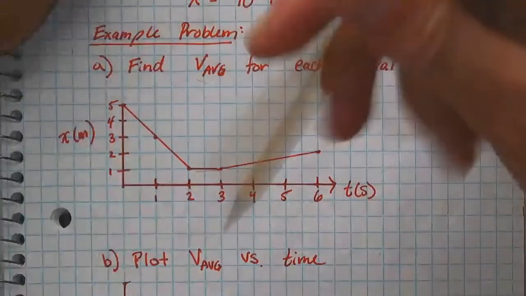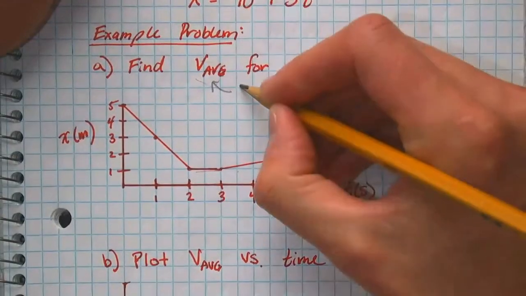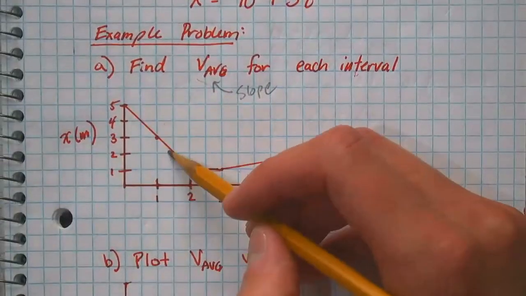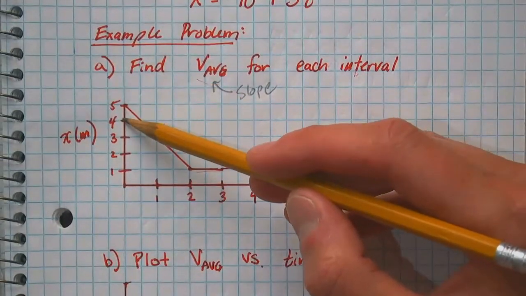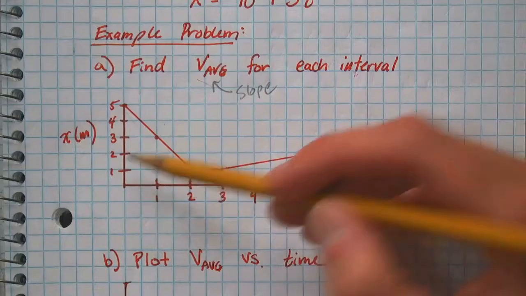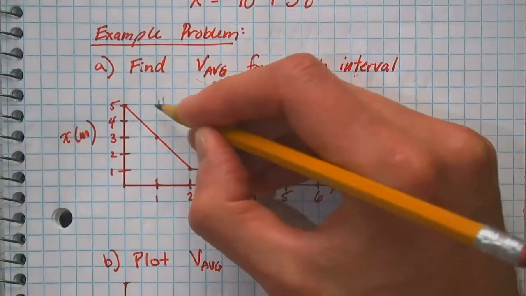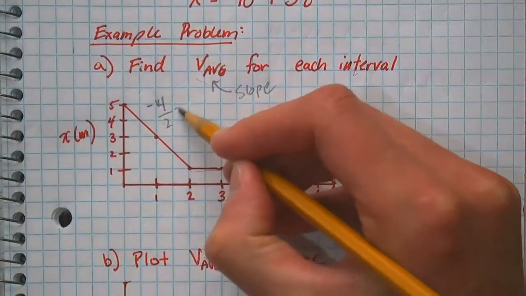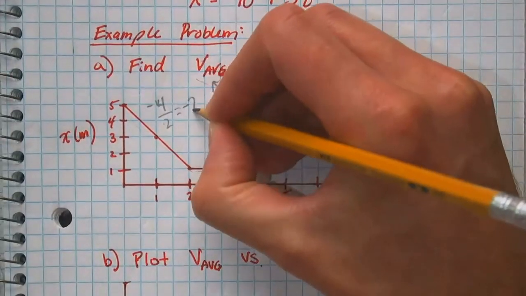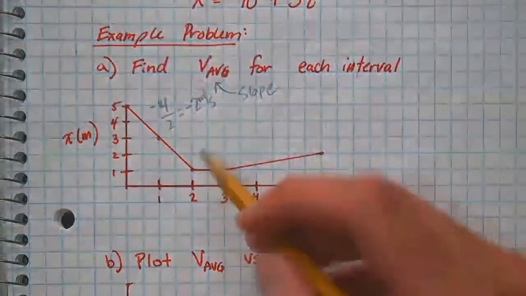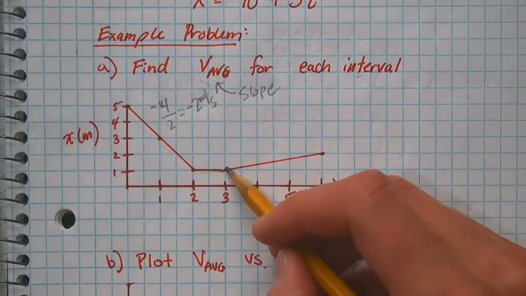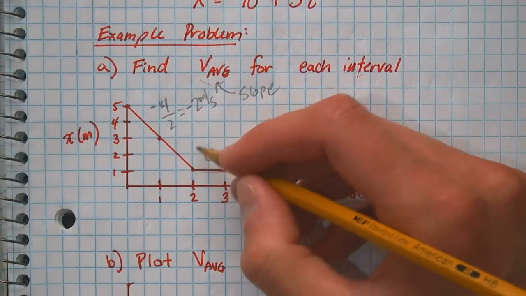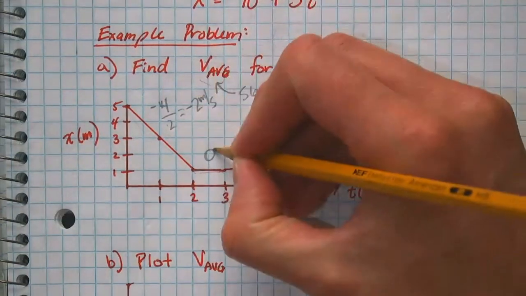So what it's asking is find the slope, right? The slope of this first chunk is going to go down 1, 2, 3, 4. So down 4, so -4 over 2, which is just going to give you -2 meters per second. The slope of this line is 0, right? It goes down or up 0 and over 1. So 0 divided by 1 is going to give you 0 meters per second.